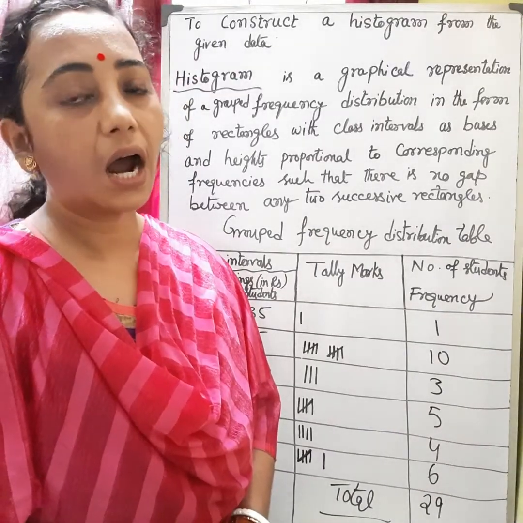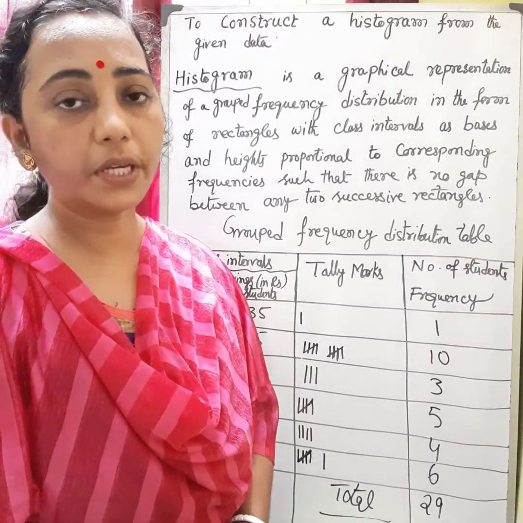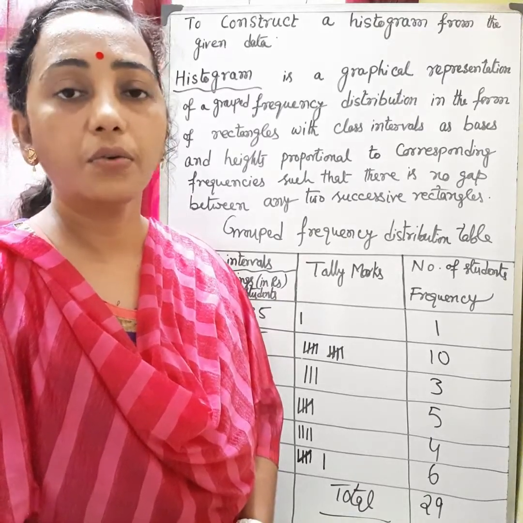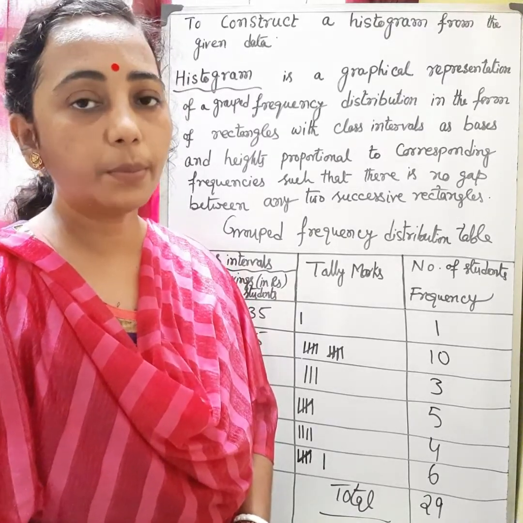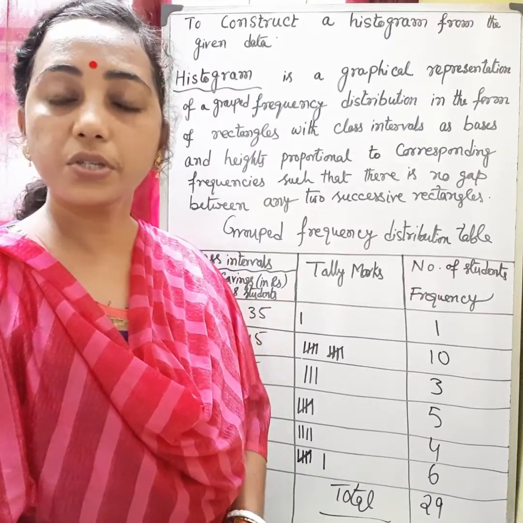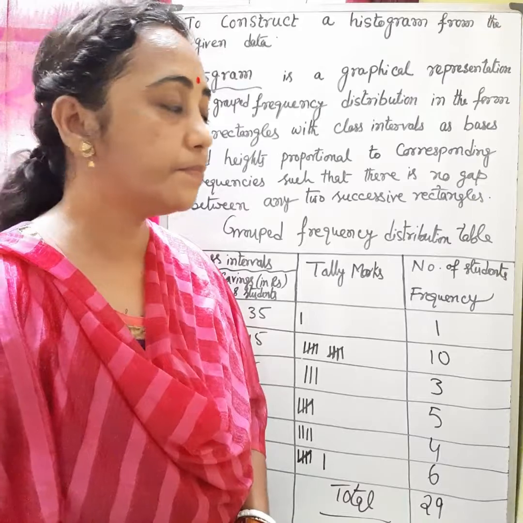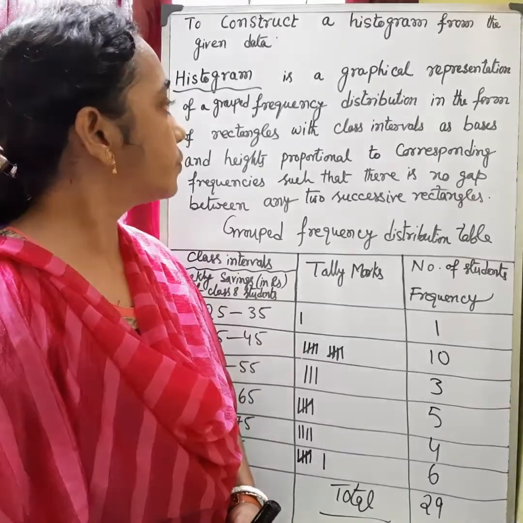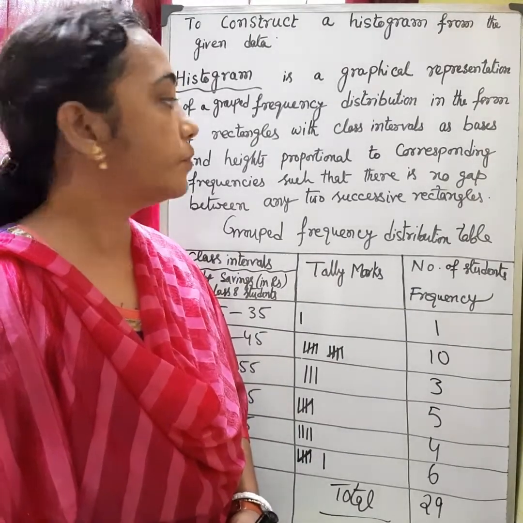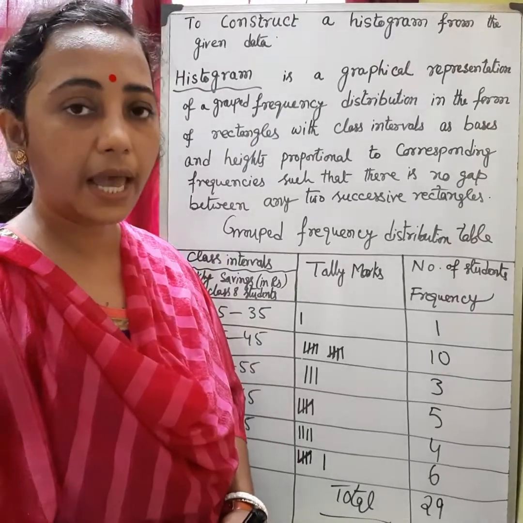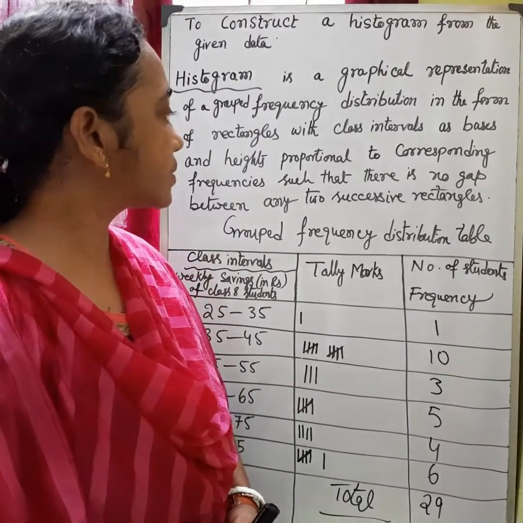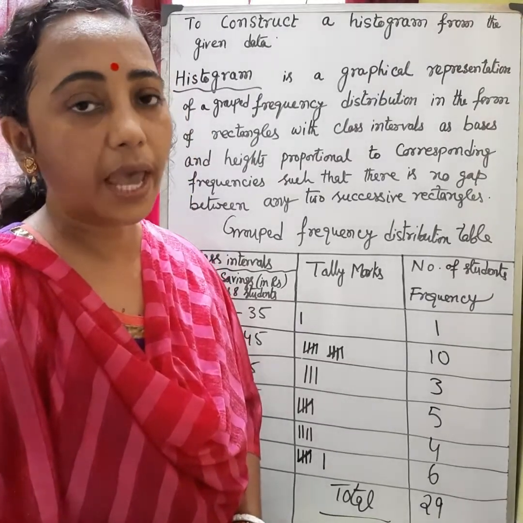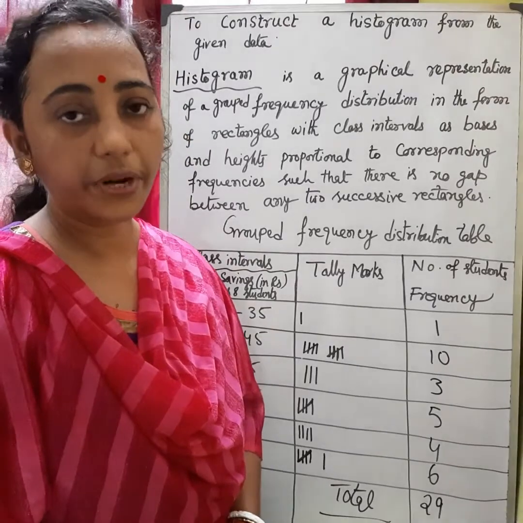Now let us see how to construct a histogram from the given data. Before construction, let us know about the histogram. What do we mean by a histogram? A histogram, or a frequency histogram, which is also known as a bar graph of grouped data, is a graphical representation of grouped frequency distribution in the form of rectangles with class intervals as bases and heights proportional to corresponding frequencies, such that there is no gap between any two successive rectangles.